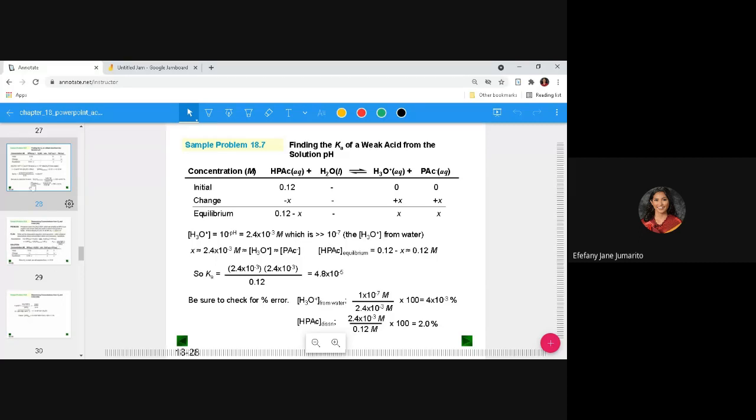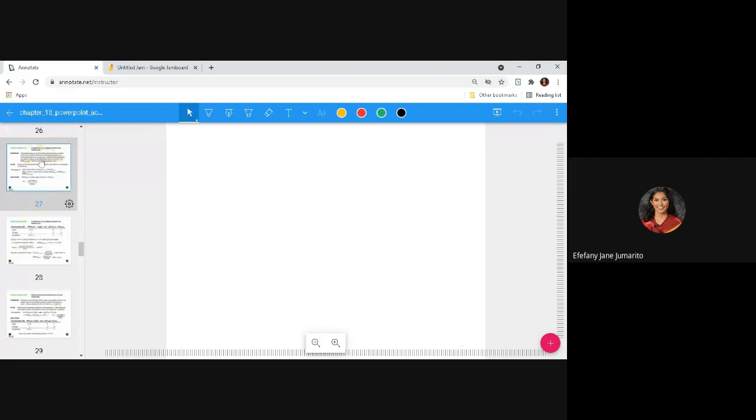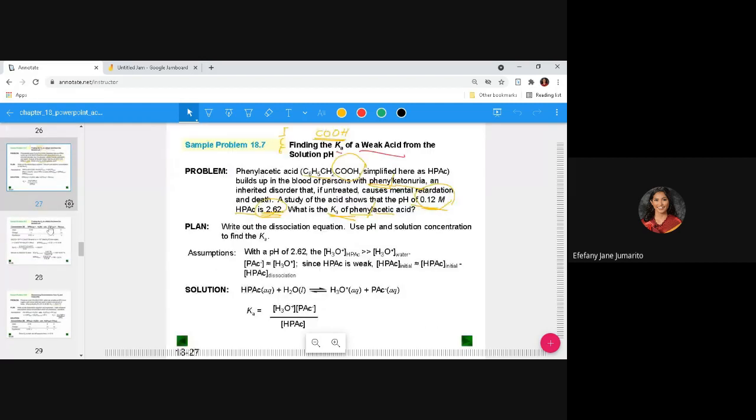Okay, so we have the ice tables. We know the ice table. So the first tip in combating these problems is you determine what is given and you determine what is asked. So in this problem, we are asked for Ka.